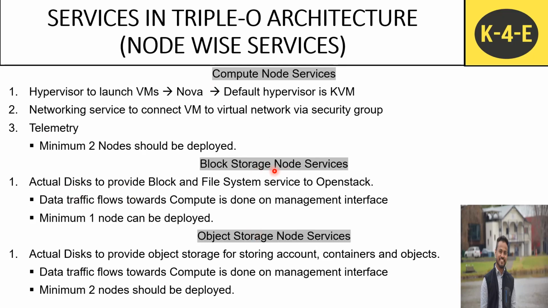For block and file, you can have a single server from where you can provide these two services. But for object, you need to have a dedicated server. You cannot run object storage on the block storage server. These are two different types of physical servers, so you need to have two different ones.